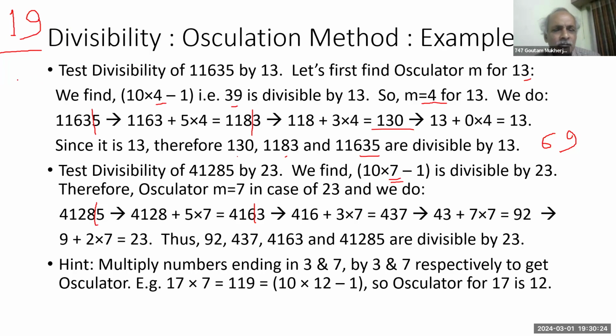No. You see how you are doing it. Here you see, it was 69. So we did 10 into 7 minus 1. Then 7 becomes the oscillator. We express 9 in this format: 10 into something minus 1. 19 is equal to 10 into 2 minus 1. So what is the oscillator? 2. Yes, not 1. 1 was the oscillator for 9, which is 10 into 1 minus 1.